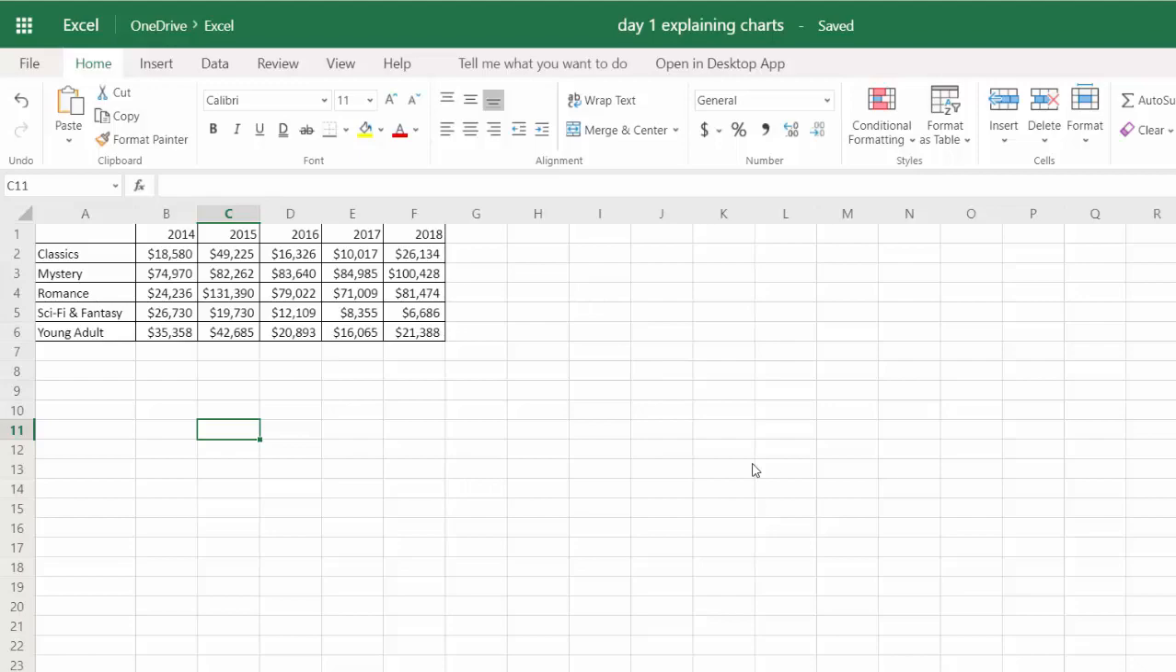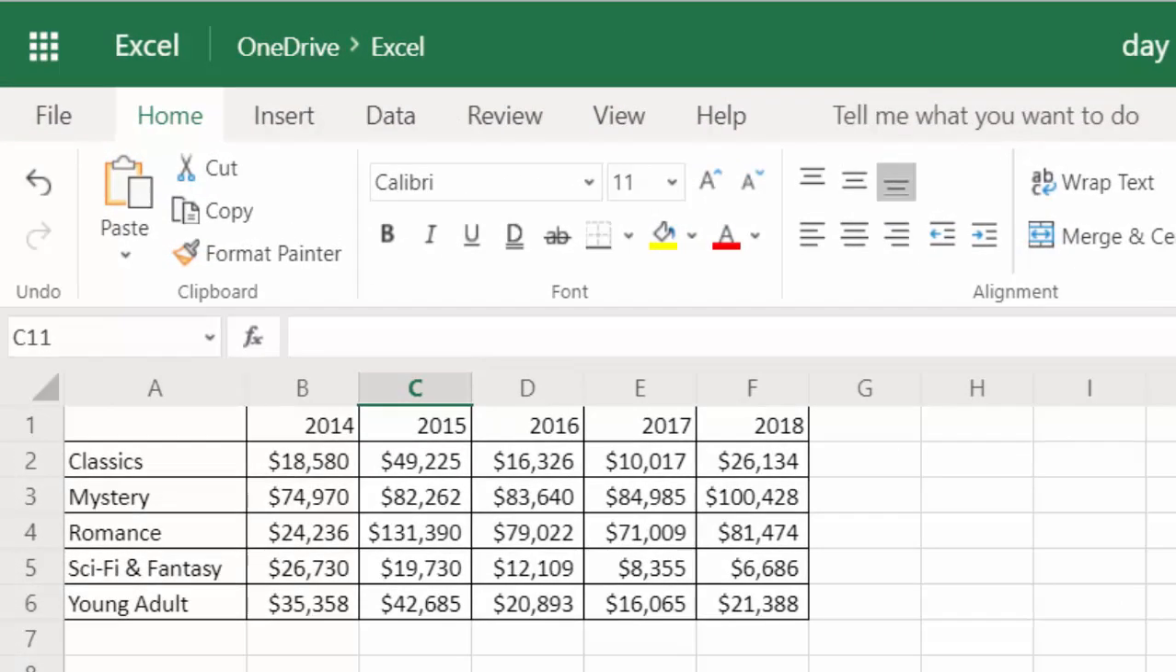Okay, this spreadsheet is from a bookstore. As you can see, they sell 5 different types of books: classics, mystery, romance, science fiction, fantasy, and young adult. Also, you can see that they have total sales for the years 2014 through 2018.